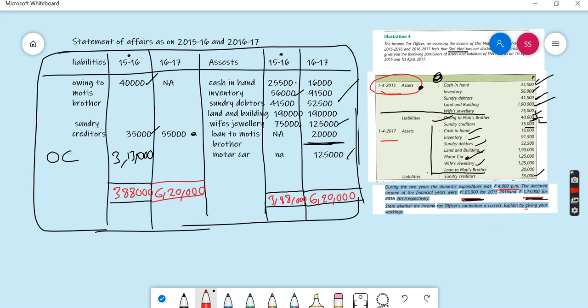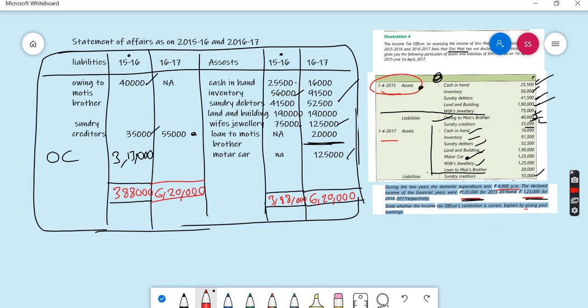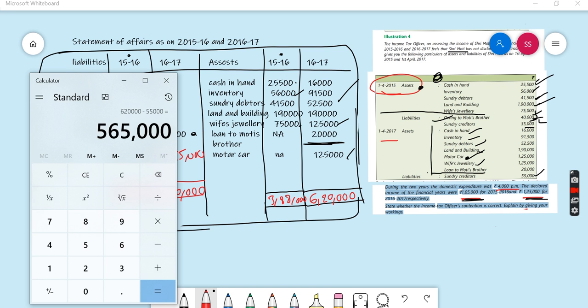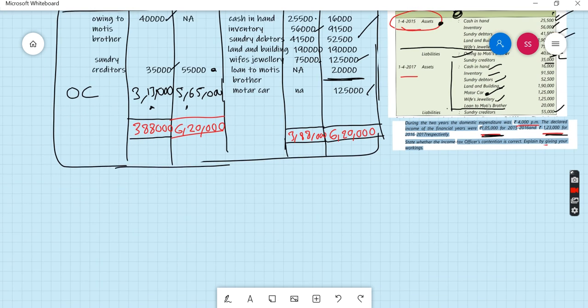6,20,000, and deduct the liabilities part, which is 55,000. All right. So we got the closing capital as 5,65,000. Right. We got the closing capital. Let me write it with the black. So that's the closing capital. So now we have the opening capital and we have the closing capital. So we can use our format now, right?